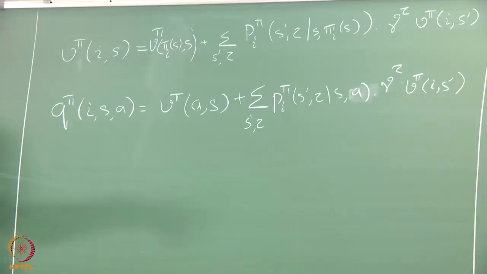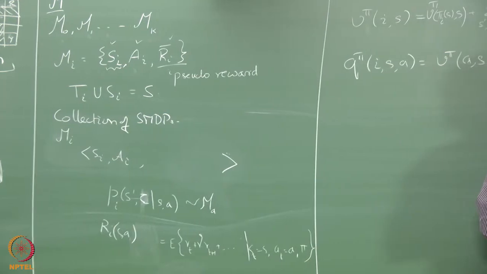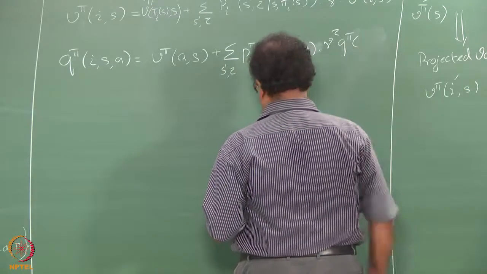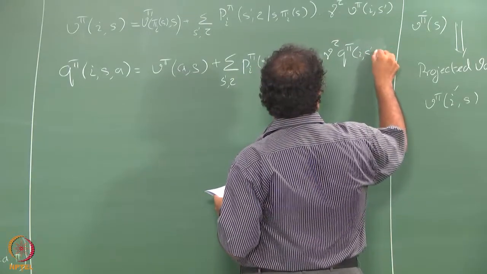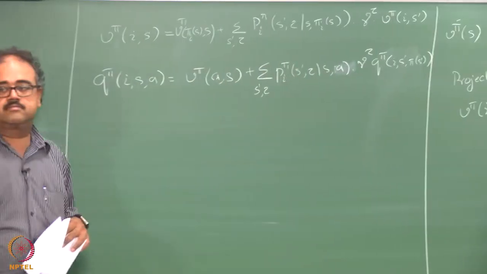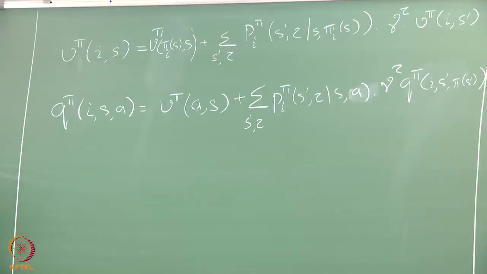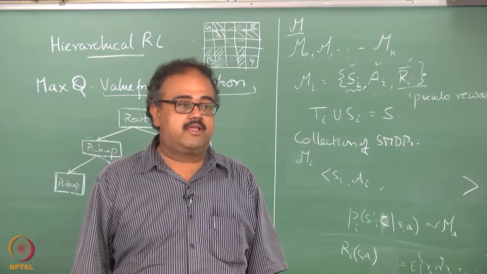And you want to write that last term in terms of q. What will I do? This is q pi. So I have now a Bellman equation for v pi and a Bellman equation for q pi.